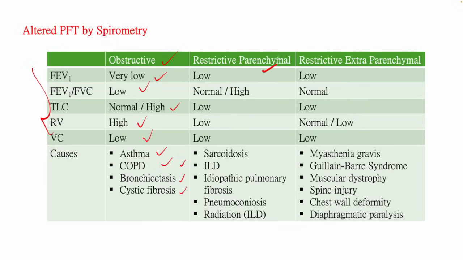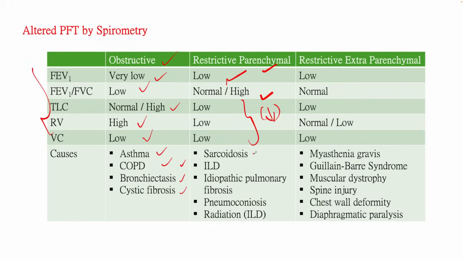Now in the restrictive parenchymal disease, where there is a decrease in the total volume of air that the lungs are able to hold, FEV1 will be low. The ratio can be normal or high, but TLC, RV and VC will all be found low. Remember that, while in the obstructive it was high, low. Now what are the examples?